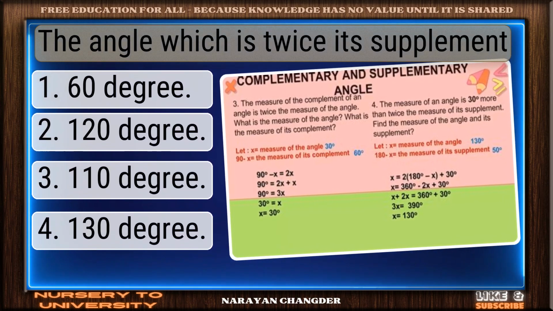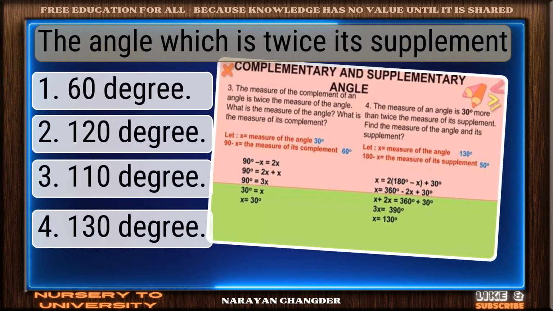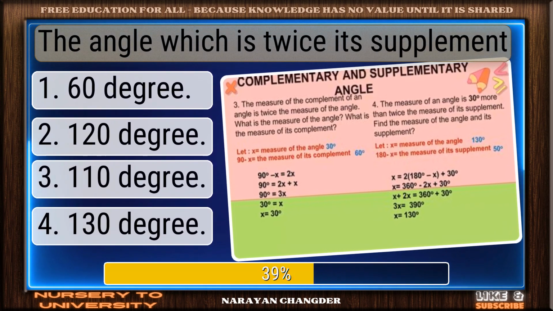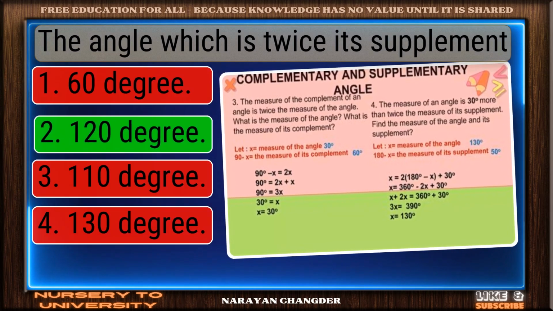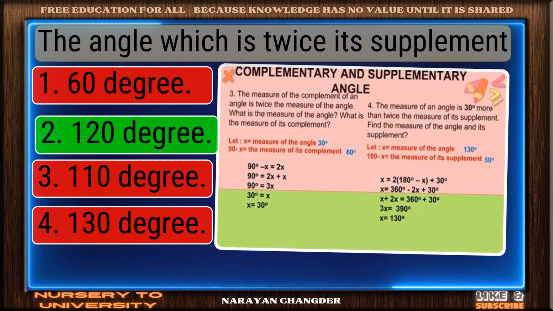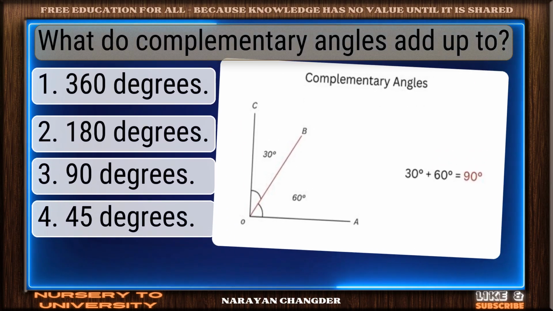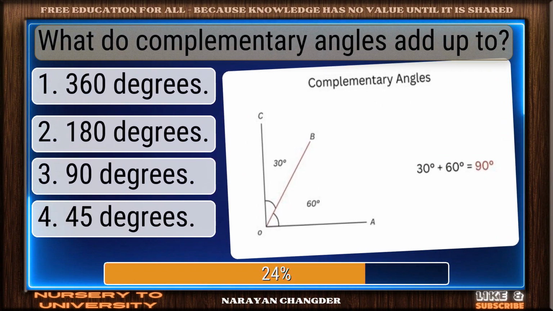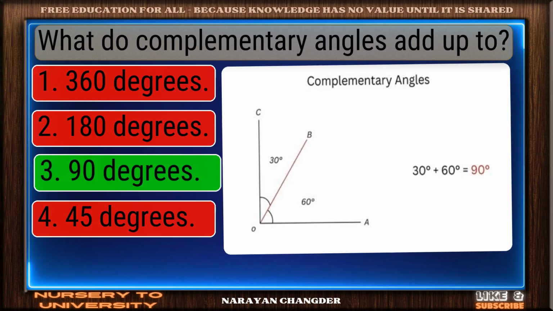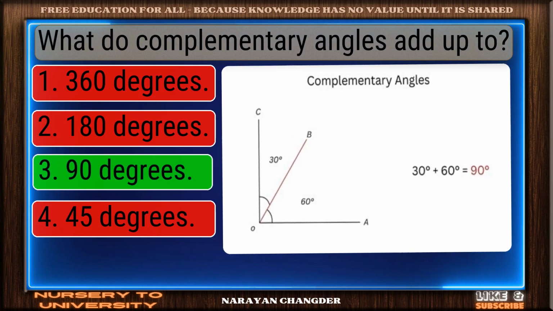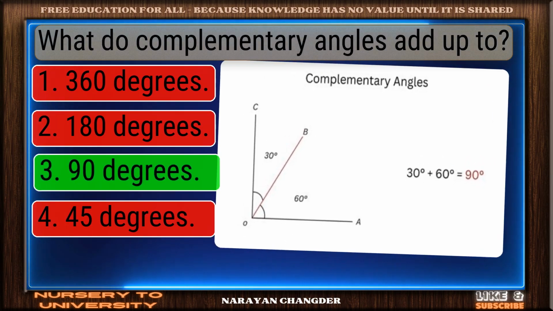Question number 235. The angle which is twice its supplement. Perfect. 120 degrees is the correct choice. Question number 236. What do complementary angles add up to? Right again. 90 degrees is a valid answer.